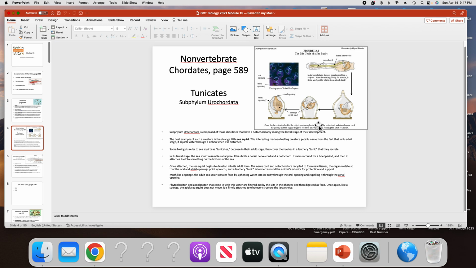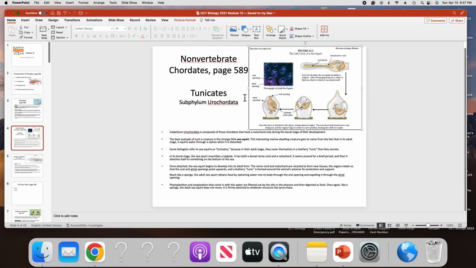The nerve cord and notochord are recycled to form new tissues, and interestingly, the organs rotate so that the oral and the atrial openings now point upward, you can see here, and a leathery tunic is formed around the animal's exterior for protection and support. Much like a sponge, the adult sea squirt obtains food by siphoning water into its body through the oral opening and expelling it through the atrial opening. So it would come in through this opening and be expelled in that opening.